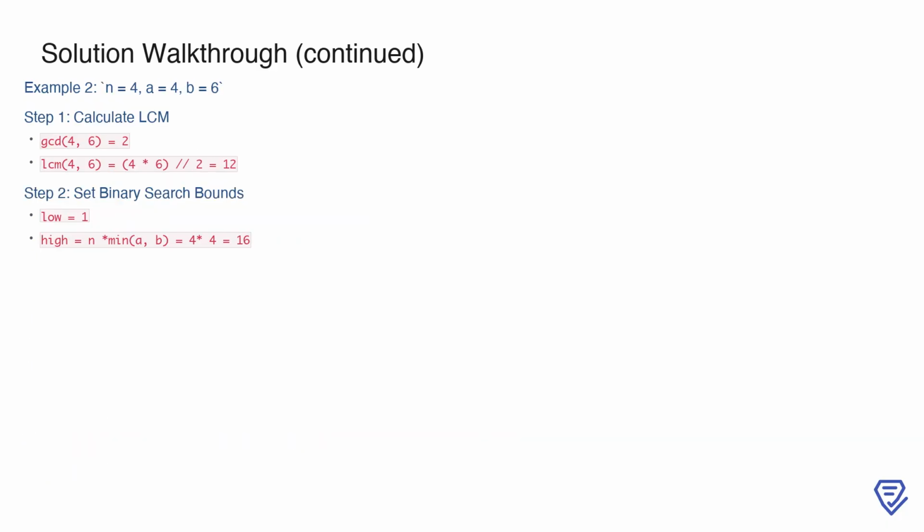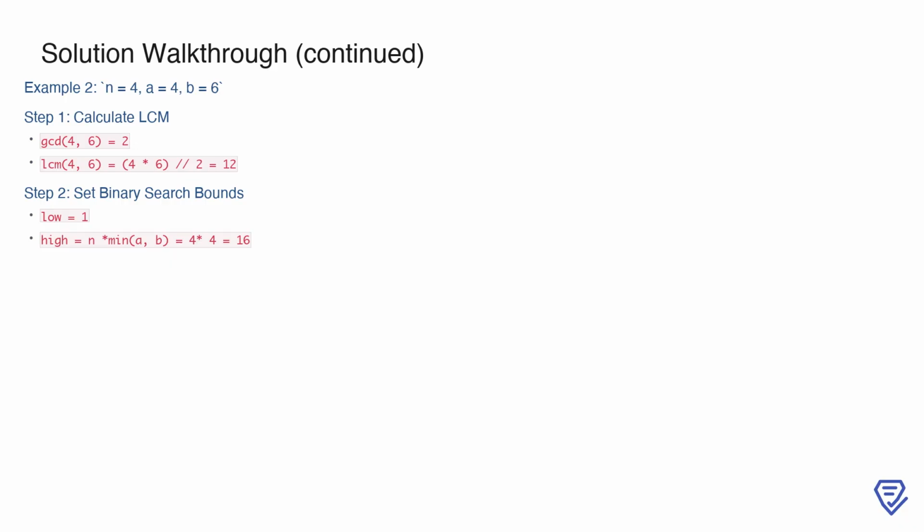For the next example, we consider n equals 4, A equals 4, and B equals 6. First, we calculate the LCM. The GCD of 4 and 6 is 2, so the LCM is 4 times 6, divided by 2, which equals 12. With the LCM computed, we set up the binary search bounds.